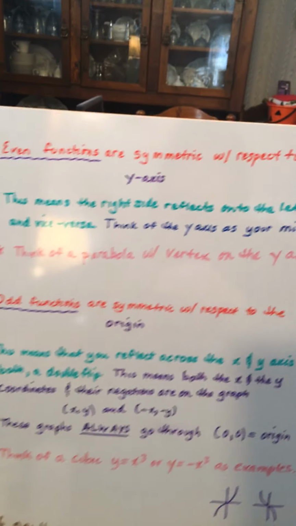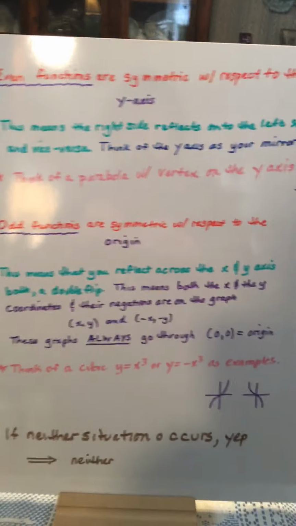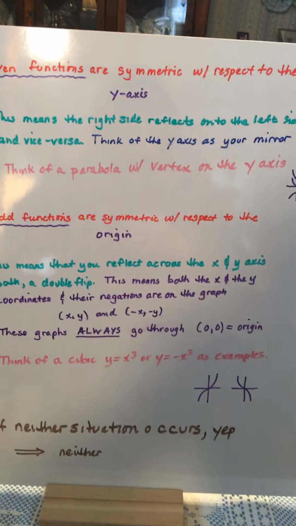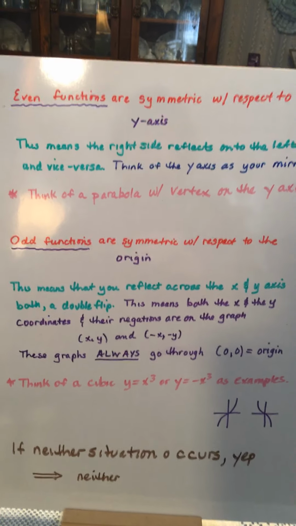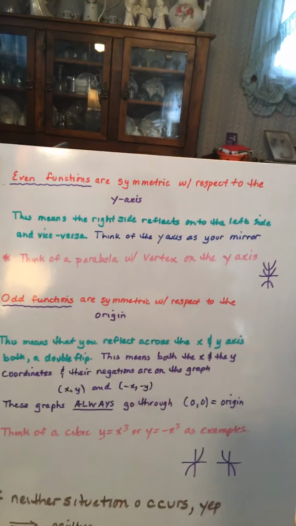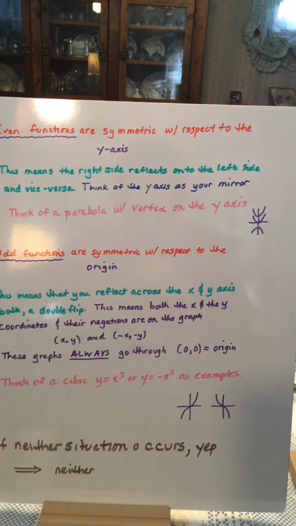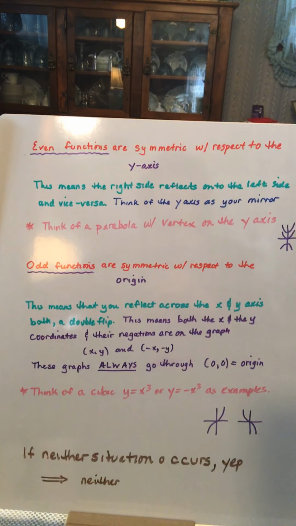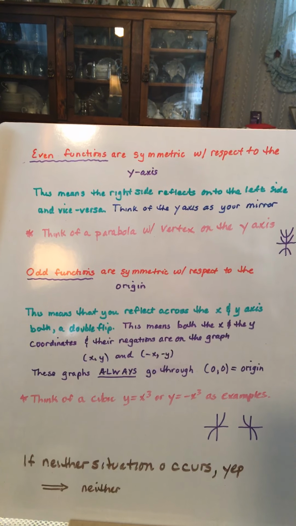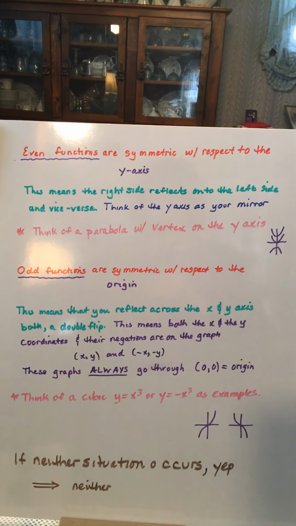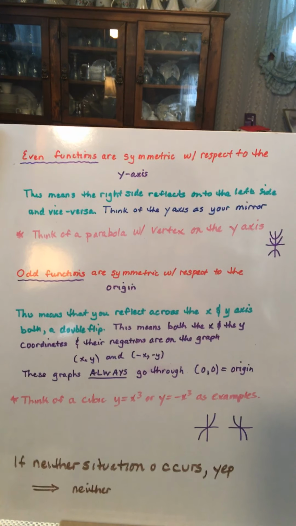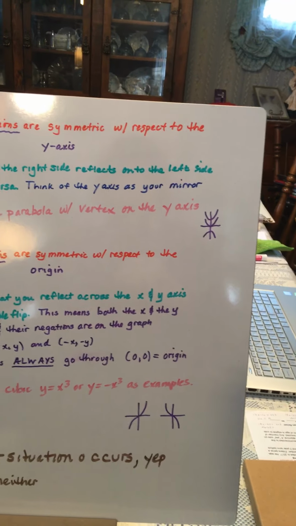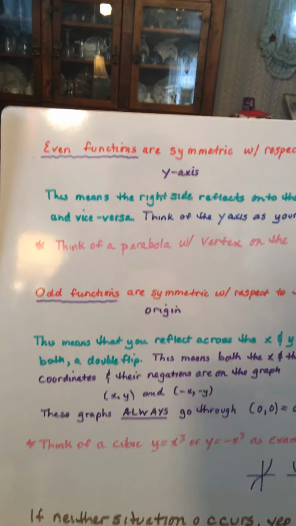When we have even functions and we're going to graph, they're going to be symmetric with respect to the y-axis. Now, what does this mean? This means the right side reflects onto the left side and vice versa. Think of the y-axis as your mirror, and we're going to do a mirror image. A perfect example of this is the parabolas that we've been doing, as long as they're on the y-axis.